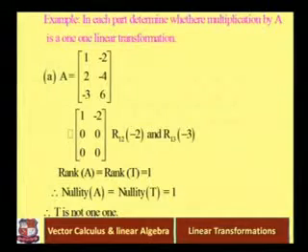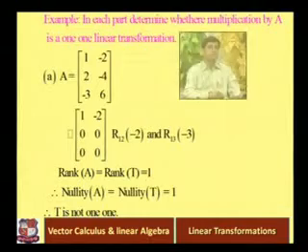The first row is 1, -2, the second row is 2, -4, the third row is -3, 6. We multiply the first row with -2 and add it into the second row, so the second row becomes 0 0. We multiply the first row with 3 and add it into the third row, so the third row becomes 0 0. So the rank of that standard matrix is 1. Okay, and the nullity of that standard matrix is also 1.